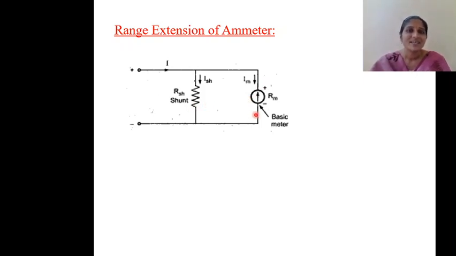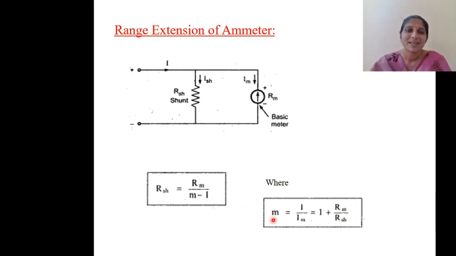By applying that voltage equation, you will get the equation for RSH. This RSH value is nothing but Rm divided by M minus 1. RSH is the shunt resistance, Rm is the meter resistance, that is the ammeter resistance, and M is the multiplying factor. M is equal to total current divided by the meter current, so I divided by Im, which is equal to 1 plus Rm divided by RSH. This is the main formula which you need to remember.